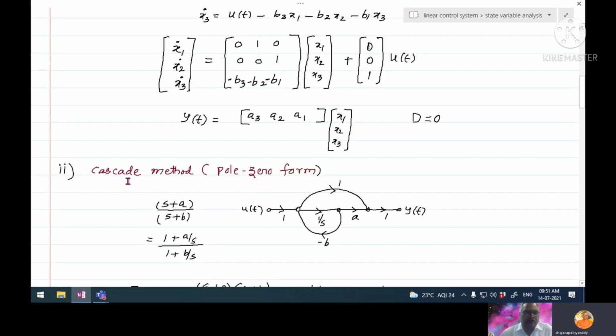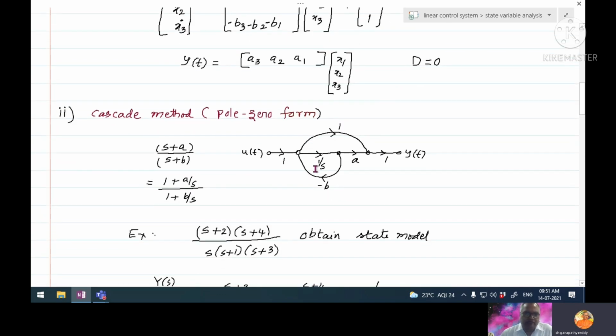Now second approach is the cascade method. It is called the pole zero form method. So we'll take one pole, one zero. s plus a has a zero at minus a. s plus b has a pole at minus b. So how is this s plus a by s plus b implemented? That is the standard structure developed using the above approach.